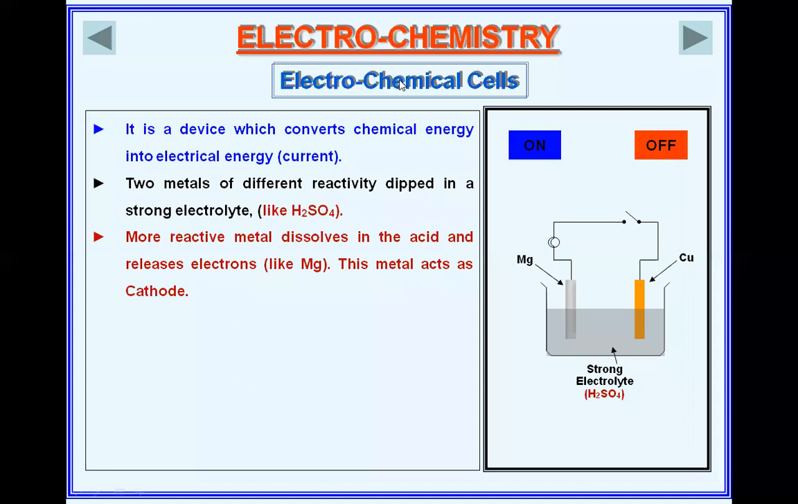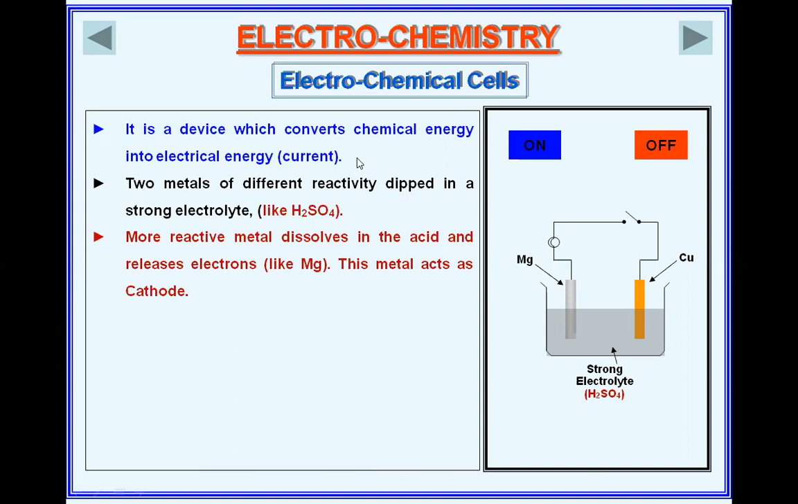Now, in the next part of this lecture, we are discussing an electrochemistry topic called the electrochemical cell, or simply a chemical cell. It is a device which converts chemical energy, a chemical reaction, into electrical energy. Listen again: a device, an instrument, which converts chemical energy through a chemical reaction into electrical energy or current is called a cell or battery.